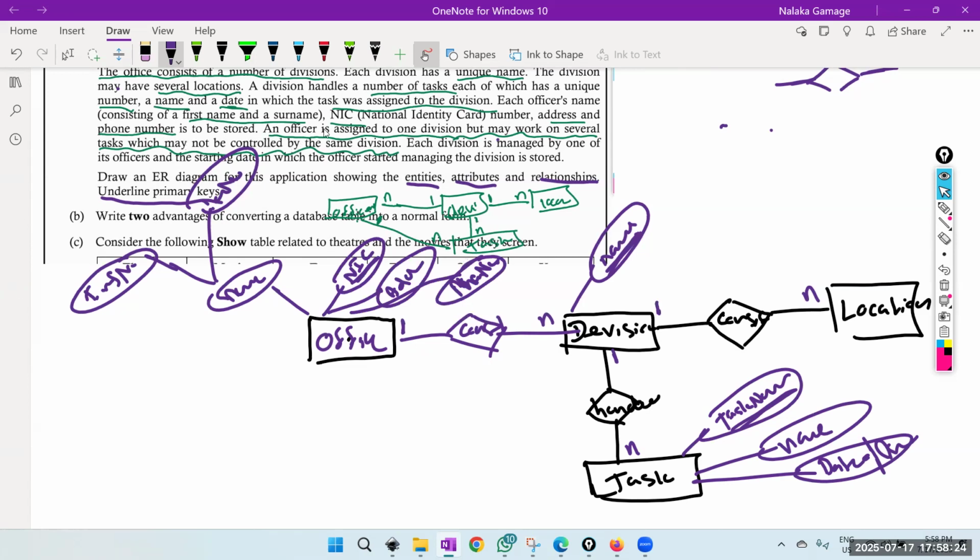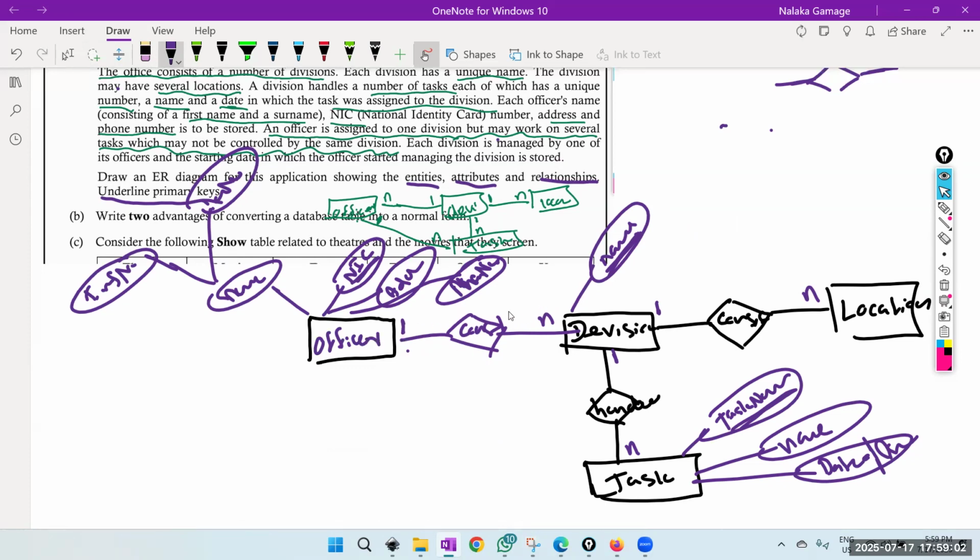An officer is assigned to one division. So one officer is assigned to one division. This is office, right? Sorry, I have marked it in the wrong place. An officer is assigned to one division, so therefore this should be officer. I will change this to officer, then I will take office separately because I have already marked the attributes. So let's say this is officer.